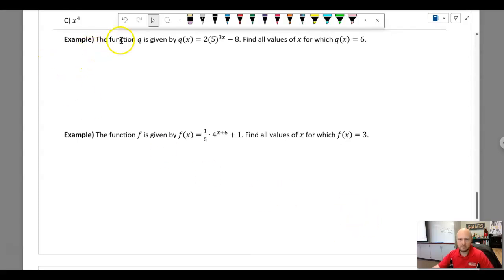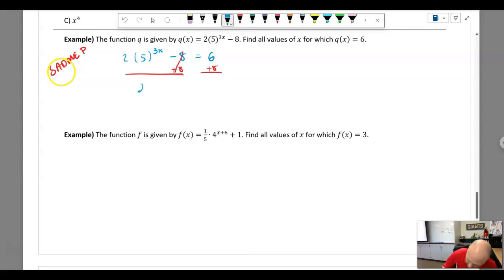So, example 1. The function q is given by q of x equals 2 times 5 to the power of 3x minus 8. Find all values of x for which q of x equals 6. I'm going to take my function, 2 times 5 to the power of 3x minus 8, and set it equal to 6. Again, look at SADMEP if you need it. If you're unsure what to do first, do I undo multiplication, do I undo the subtraction of 8, SADMEP says we undo addition, subtraction first. So I'm going to add 8 to both sides.